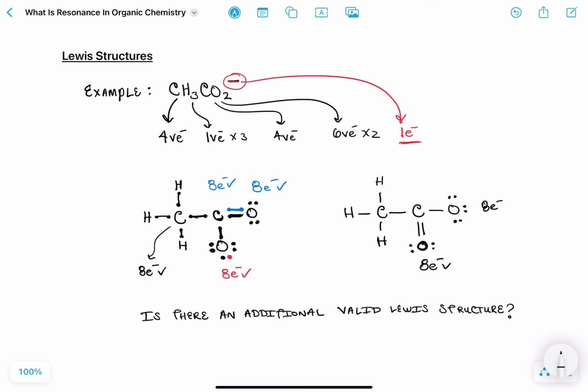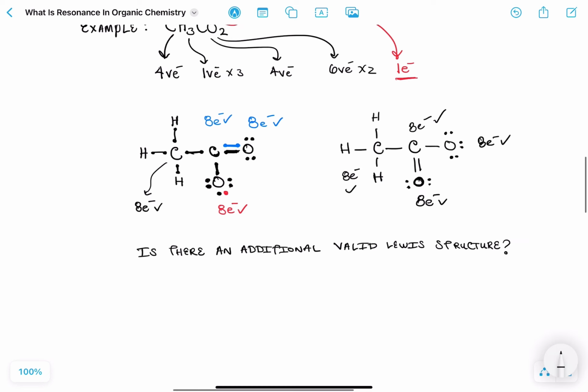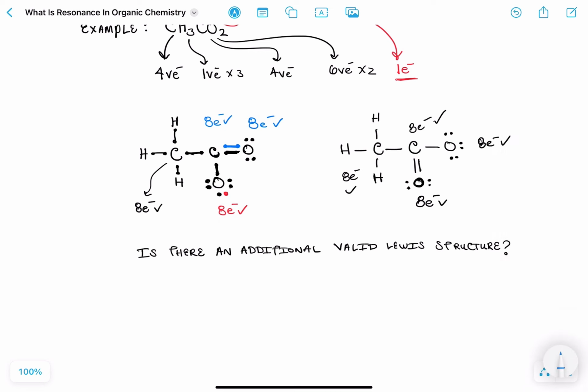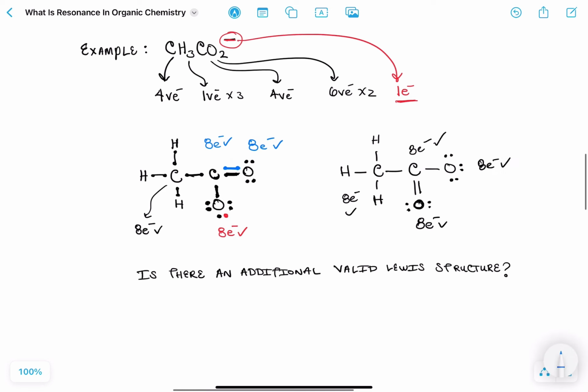I have 8 electrons there. That's also its octet. I have 8 electrons there. That's its octet, and then obviously our carbon there surrounded by the hydrogens has 8 electrons. So that's its octet. So we are happy with this structure as well. So we have 2 valid Lewis structures for this molecule.